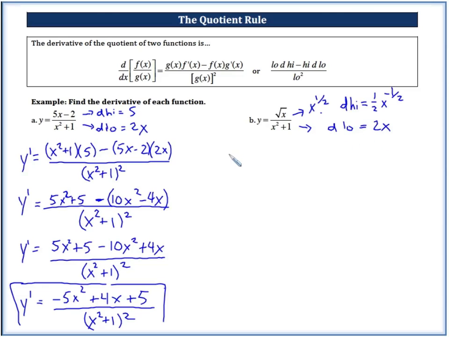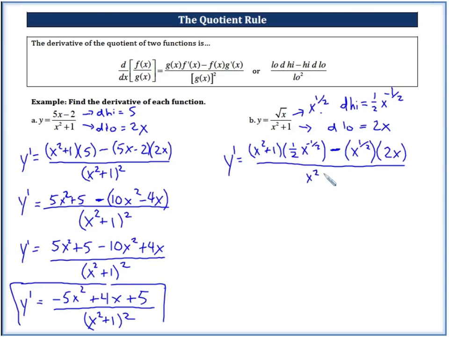So given this, we want to apply our quotient rule now. So low d high. So low is x squared plus 1. D high is 1/2 x to the negative 1/2. Then it's minus high d low. So high was, we're just going to leave it as x to the 1/2. It's a little easier to work with. Times d low, which is 2x. And this is all over x squared plus 1 squared.